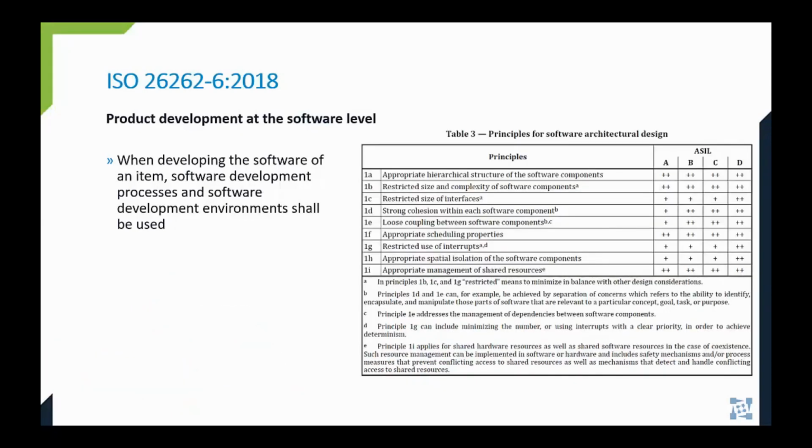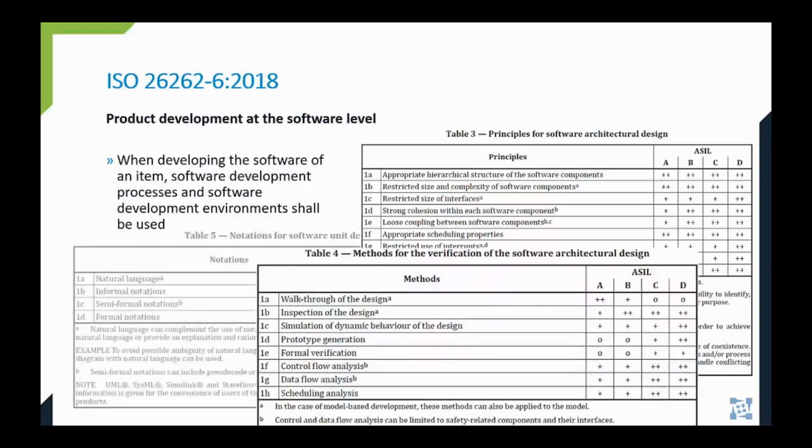Table 3 lists a collection of principles to use in the development of the architectural design of the software, such as building a hierarchical software design structure, restricting the complexity, the size, and the interfaces in the design, and much more. Verification methods are listed in Table 4. Testing methods like static analysis, dynamic analysis, walkthroughs, or peer reviews, and more is recommended. Table 5 lists notations like Simulink, Stateflow, UML, and others that are commonly used.